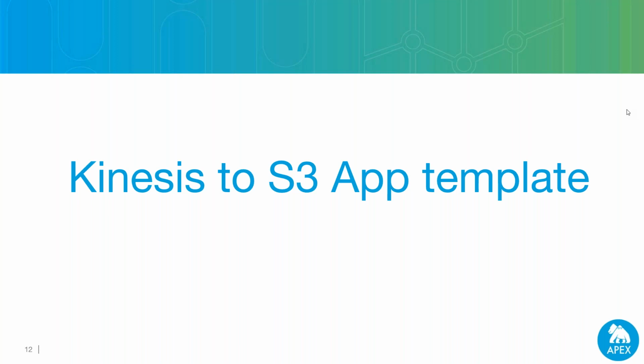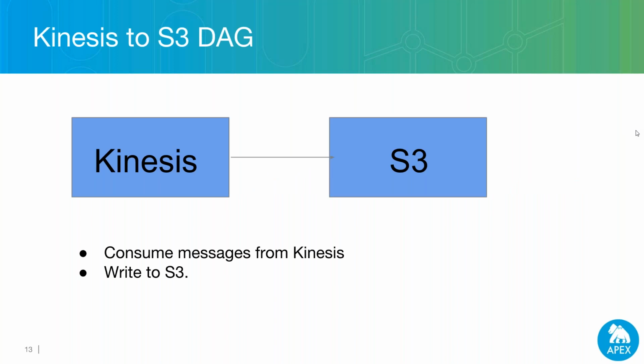Now let's move on to the app template, Kinesis to S3. So the app looks like this, the top layer. Here we are using the AWS services like Kinesis and S3. Kinesis is a distributed messaging system, an AWS service, and S3 is a file system.